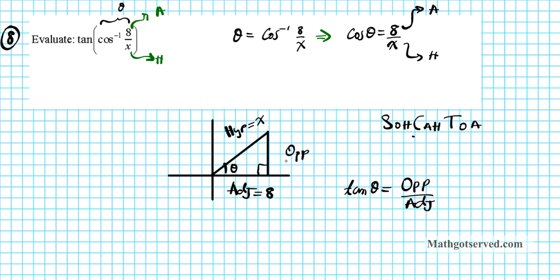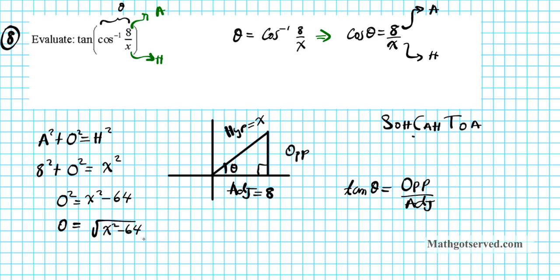We just simply use the Pythagorean theorem, right? So I'm going to use the trig variation of the Pythagorean theorem. Adjacent squared plus opposite squared equals hypotenuse squared. Alright, so let's plug in what we know. We know that adjacent is 8 squared. Opposite, we have no idea what that is. And the hypotenuse is x squared. Now let's go ahead and isolate O. O squared is equal to x squared minus 64, and O is equal to the square root of x squared minus 64. So that's our opposite right there.